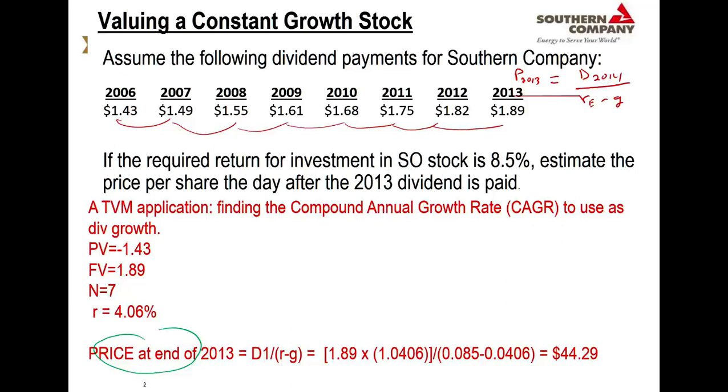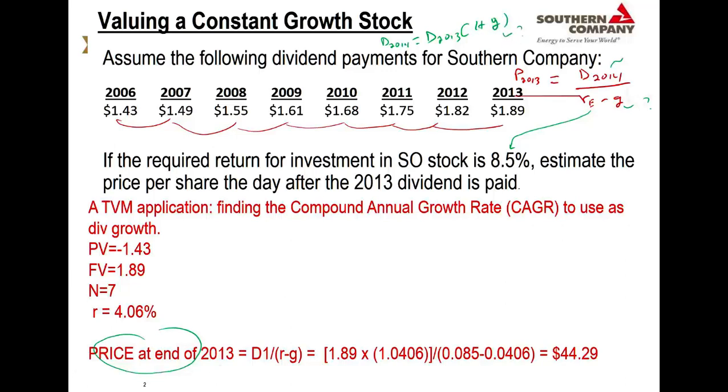And what is R sub E? Well, R sub E, lucky for us, we are already given that. The return required by investors is 8.5%. So that's known. The question is, what is the other one that we need? The G. Since we don't know G, we really can't get the dividend in 2014, because if we can assume a constant growth rate, the dividend in 2014 will be just the dividend in 2013 growing at G. It's just that we don't know G.